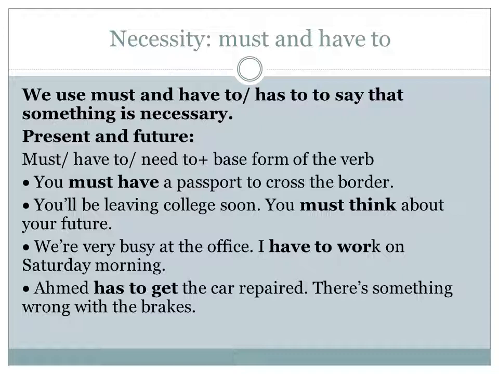you must have a passport to cross the border. لازم يكون معاك باسبورت عشان تعدي الحدود. you will be leaving college soon. انت يعني ستغادر الكلية قريبا. you must think لازم تفكر about your future. we are very busy at the office. I have to work on Saturday morning.